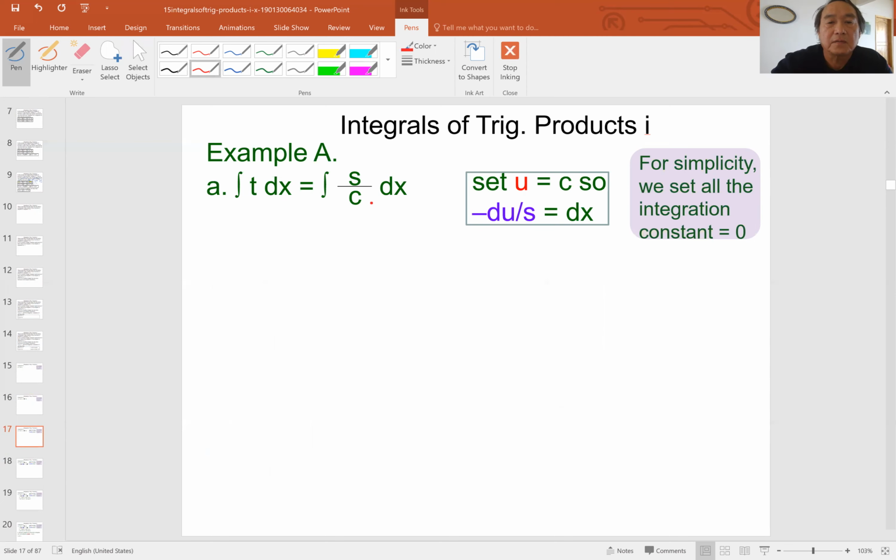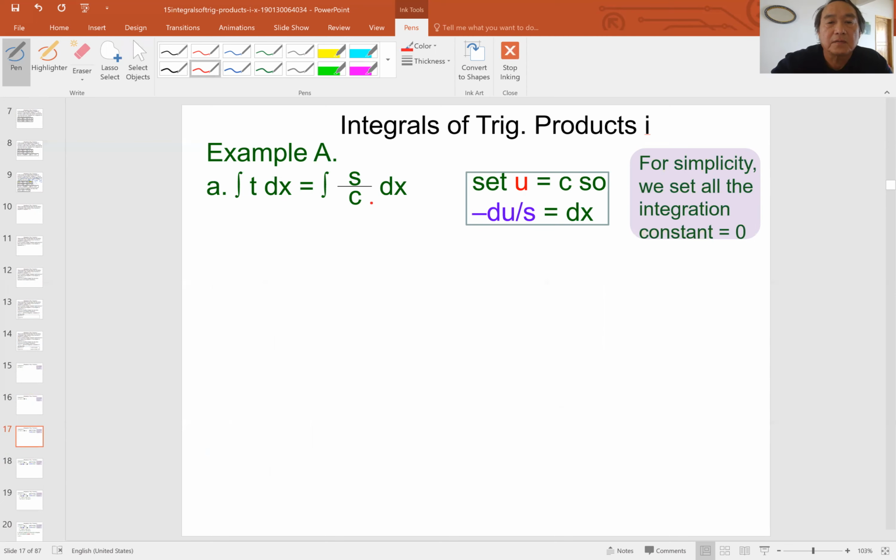By the way, for integrating cotangent and cosecant, the processes are the same. You just come up with a minus sign, a different sign. I'll leave that up to you.